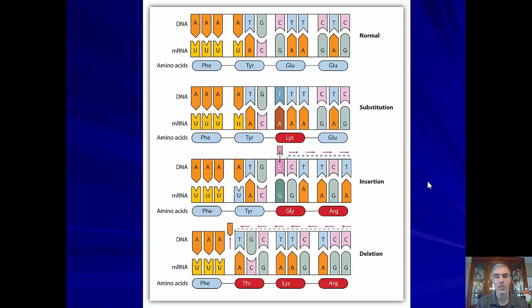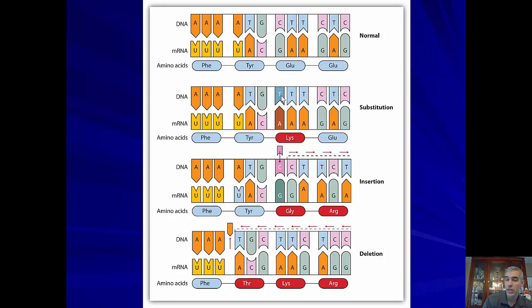So here's showing you what I mean. Here's the normal gene sequence. We have our original DNA sequence at the top. We have our mRNA that has been transcribed from that DNA, and then we have the amino acids that were translated from that mRNA. It should be phenylalanine, tyrosine, glutamine, glutamine. Well, we substitute a letter, if you notice, in the third codon in the first position. We change the C to a T. Well, now it codes for lysine as opposed to glutamine, right?